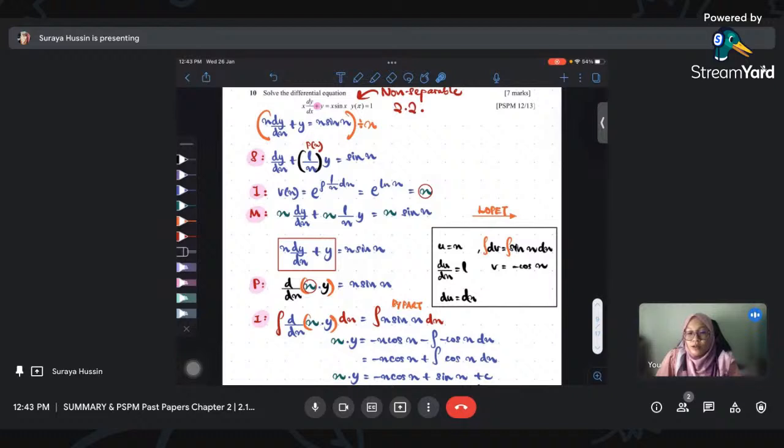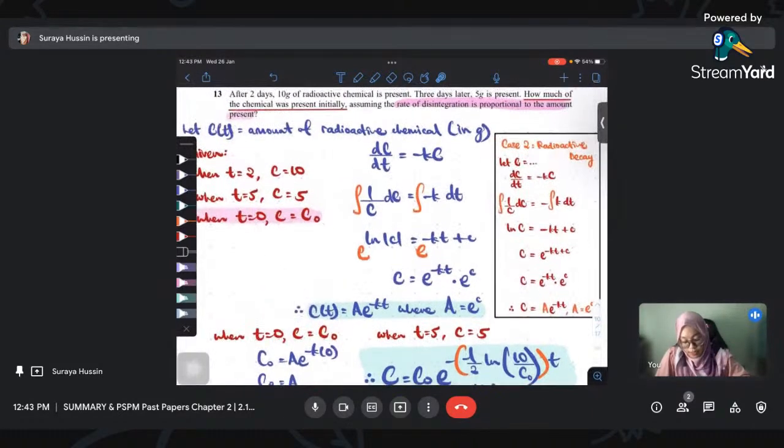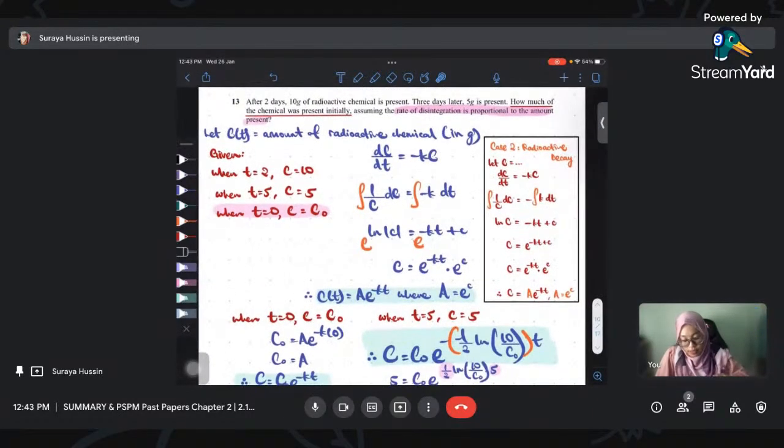Okay, shall we go on to application. So nombor 13 adalah soalan applications. 13, 14, 15, 16 and 17, all of them are applications. So I have actually prepared for you. Sekarang dah nampak dah, River? River, can you see now? Can you see it now?